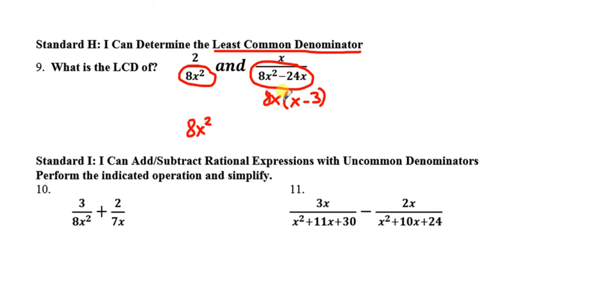And 8x, we would need to multiply this term by x over x. But 8x to the second is covered by the 8x. 8x is covered by the 8x second. So this would be our common denominator. So if we were to add these two together, I would multiply this term by x minus 3 over x minus 3, and I'd multiply this term by x over x. And that would give me 8x to the second times x minus 3.